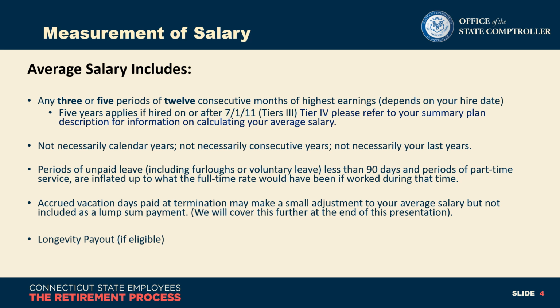If you still receive longevity payments, which are paid in April and October, you will get a prorated longevity for the month of your retirement. This prorated longevity is included in the calculation of average salary. Lastly, when you retire, you will be paid the balance of any qualifying accrued vacation time. While it will not be included as a lump sum payment in your average salary, it is possible a small adjustment will be made to your average salary. We will discuss this a little later.